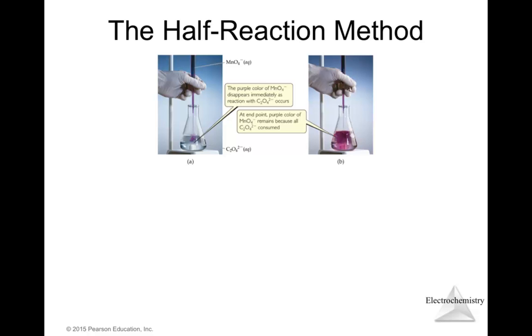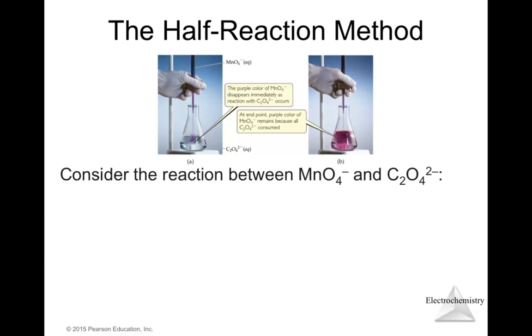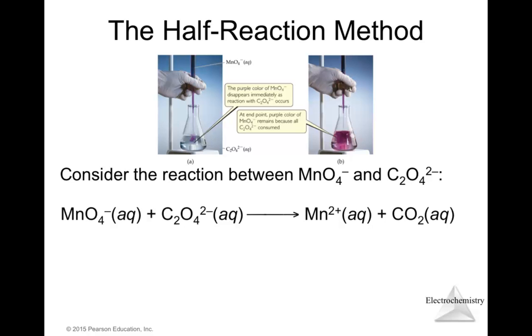So let's see this example. We're going to see the reaction between permanganate and oxalate. Here we have the reaction: permanganate plus oxalate is going to produce manganese plus carbon dioxide. So first, what we're going to do is identify which half reaction is the reduction and which one is the oxidation.